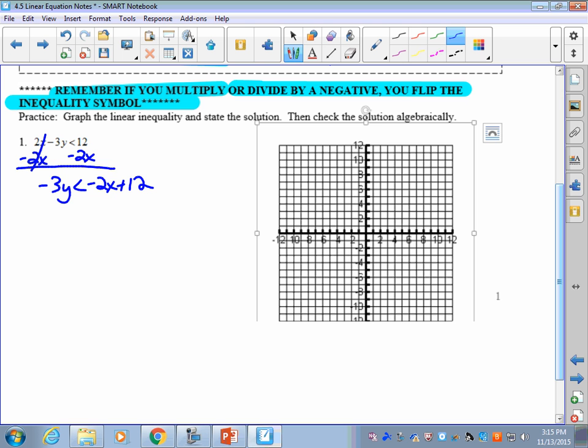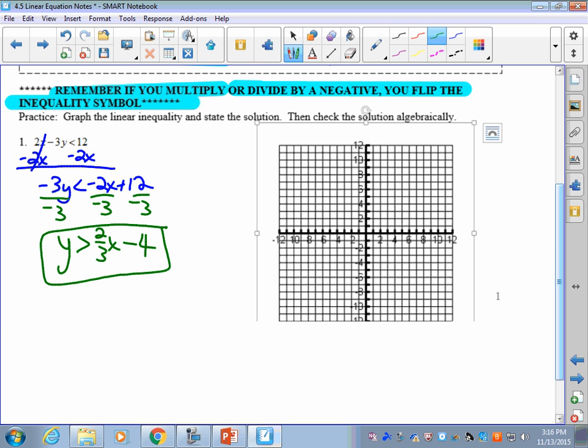We still have not solved for y yet. What's our next step? Divide by negative 3. Yeah, divide by negative 3. So now flip the sign. Yep, now we have to flip that sign. So y is now going to be greater than 2/3 x minus 4. We have our equation in mx plus b form, so we have it in slope-intercept form. So that's our step 1.